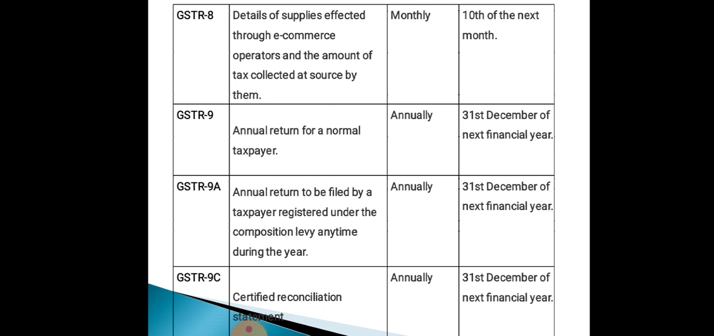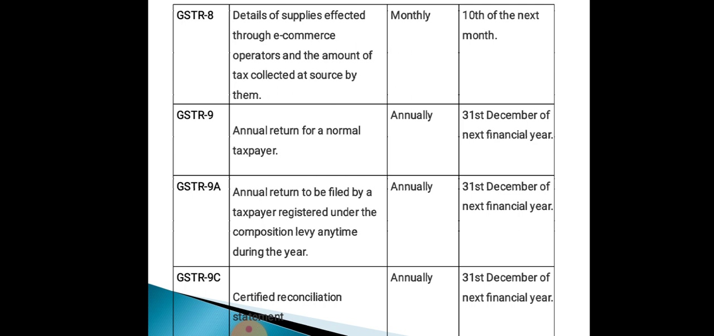Next, GST return 9C: certified reconciliation statement. Every registered person whose turnover during a financial year exceeds the prescribed limit of rupees 2 crores shall get his accounts audited by a chartered accountant or a cost accountant. The limit is enhanced to rupees 5 crore for GST return 9C of financial year 2019 as per the CBIC notification dated 23rd March 2020.